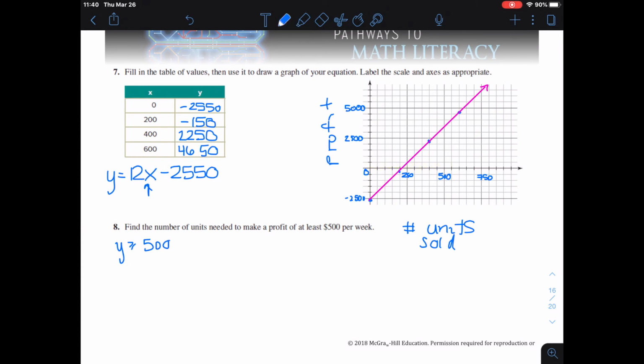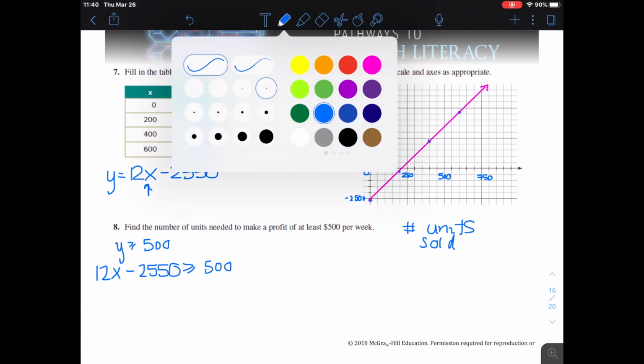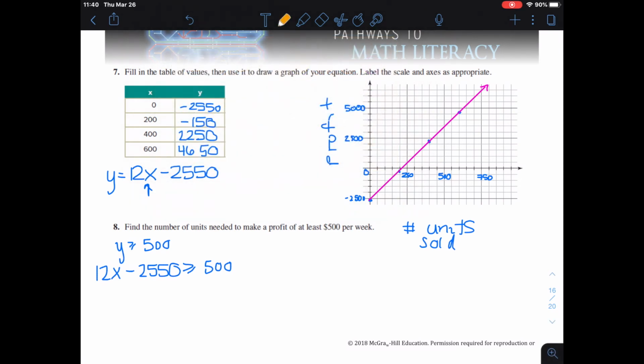Okay. So we know an exact equation for the profit. We need 12 times the number of jars we sell minus 2,550 to be greater than or equal to 500. So we have to solve this inequality. So we go ahead and isolate the variable by adding this constant over.